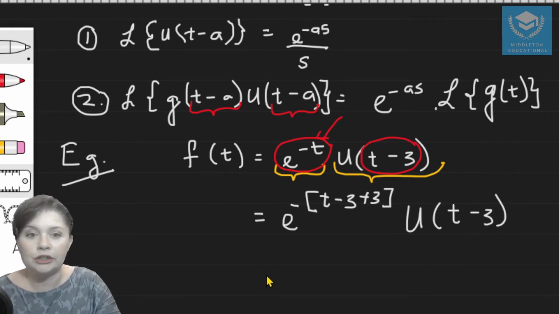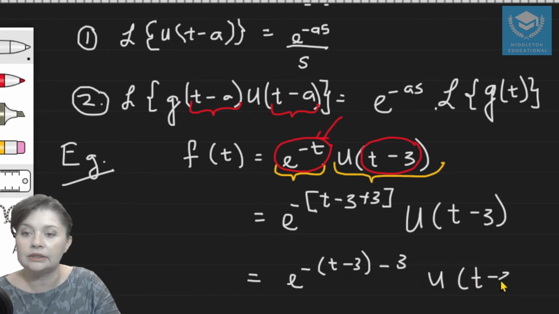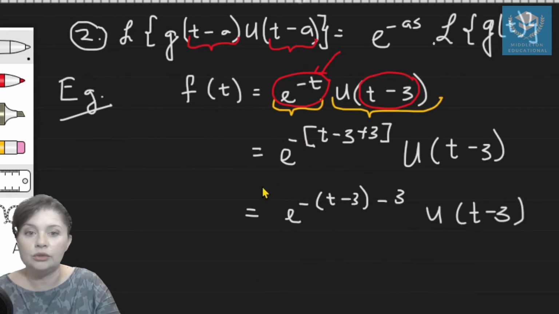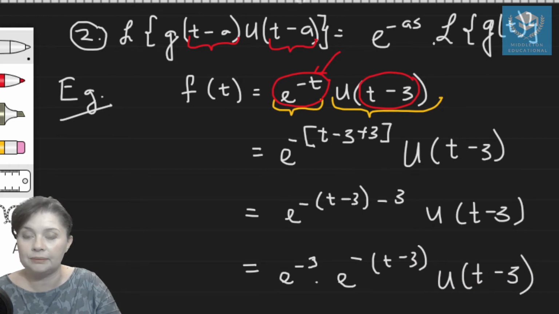I'm going to rearrange this a bit. I'm going to say it's e to the power minus t minus 3 minus 3, u of t minus 3. Then, using exponential laws, I'm going to write it as e to the power minus 3 because that is just a constant value, times e to the power minus t minus 3, u of t minus 3.